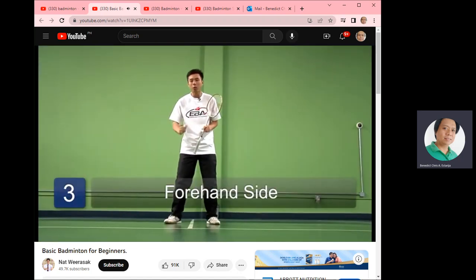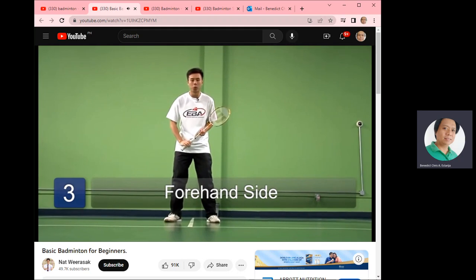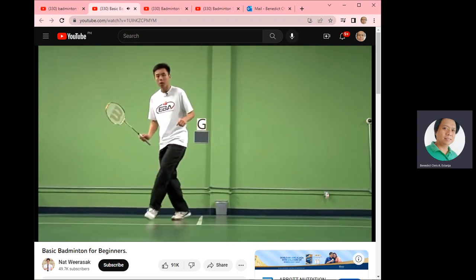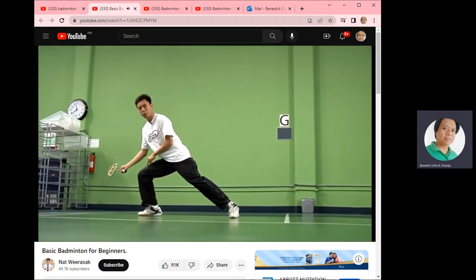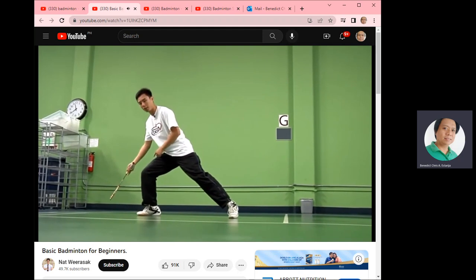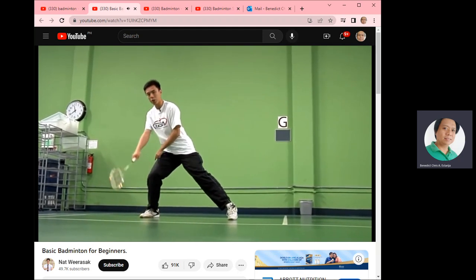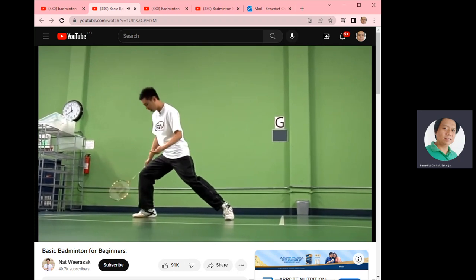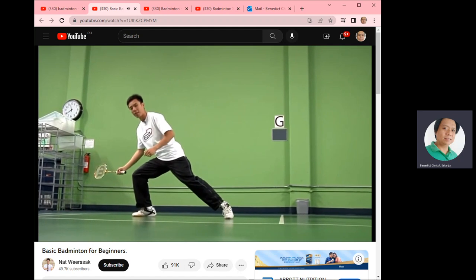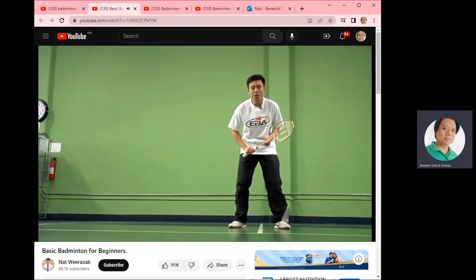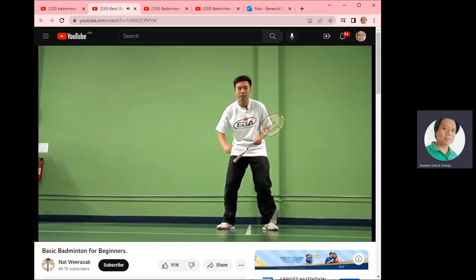We're going to talk about the forehand side footwork. To start off, make sure you start with your left foot and lunge outwards with your right foot. Make sure that your foot is pointing towards the direction in which you're lunging towards and not straight, because then you could possibly twist your ankle. So we don't want that. So have a nice balance and have a nice lunging motion. From here, shuffle back. This is how you do the forehand side footwork.